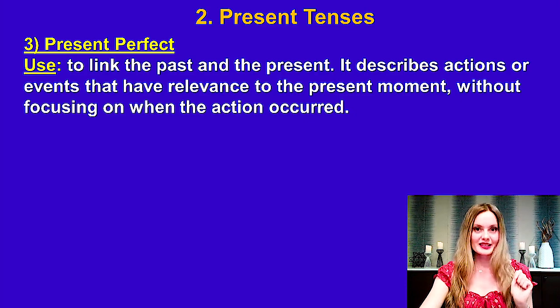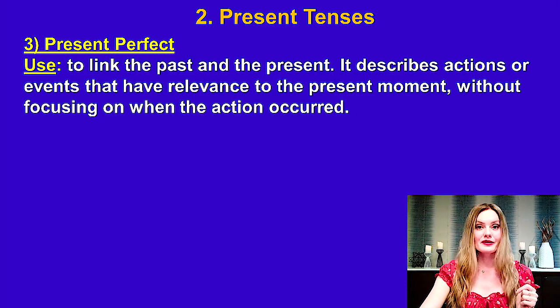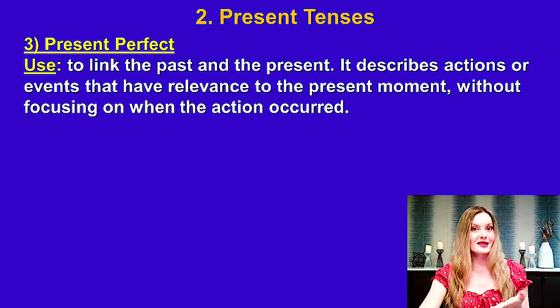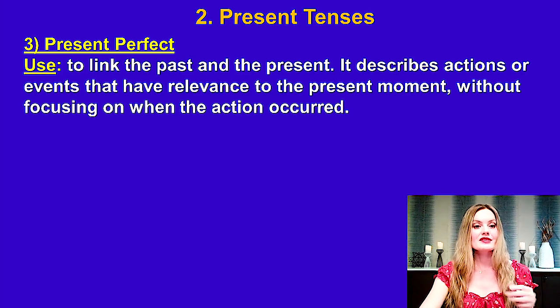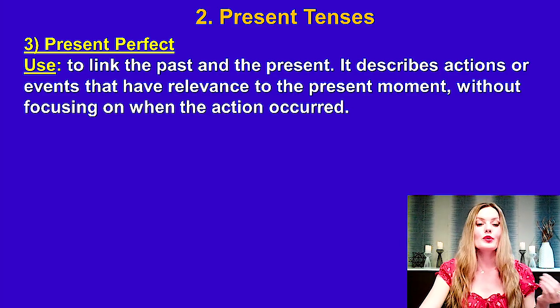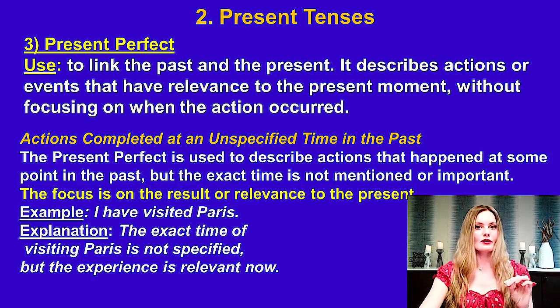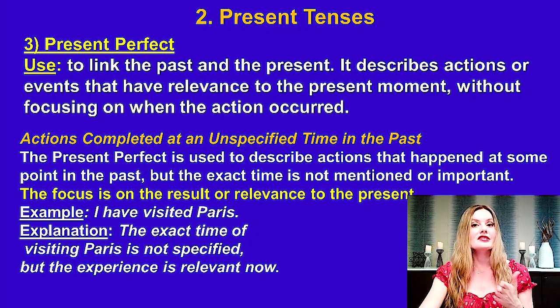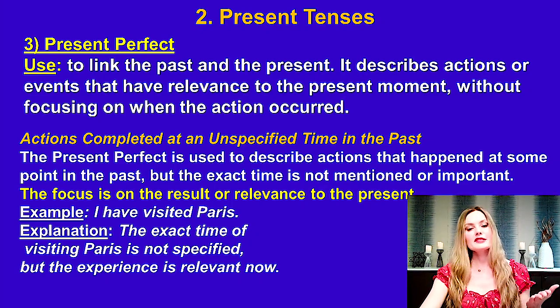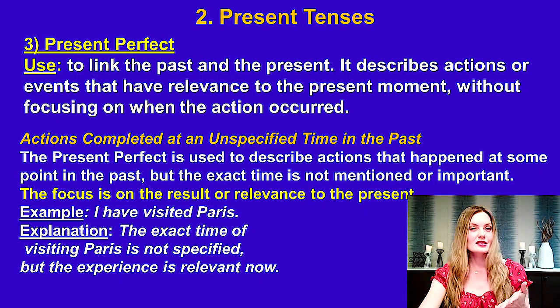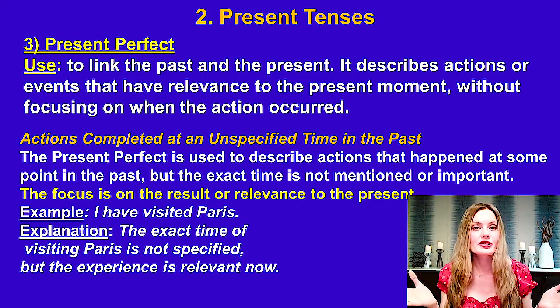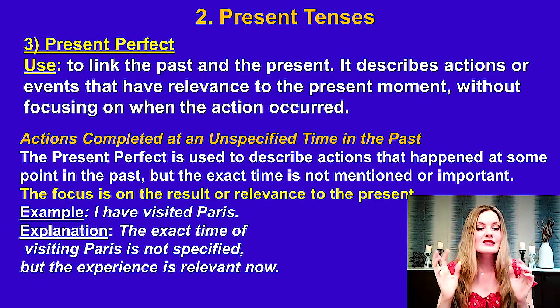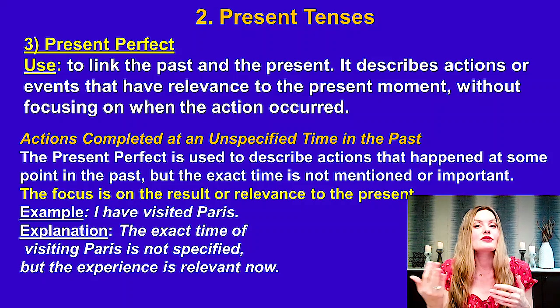Now, present perfect tense. We use present perfect to link the past to the present. It describes actions or events that have relevance to the present moment without focusing on when the action occurred. So, present perfect describes actions completed at an unspecified time in the past. The present perfect is used to describe actions that happened at some point in the past, but the exact time is not mentioned or important. The focus is on the result or relevance to the present.